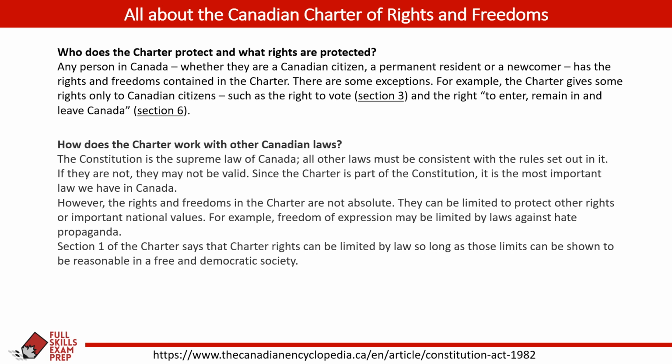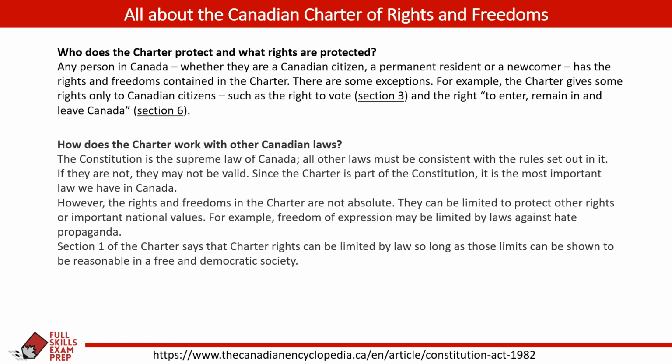Okay, so how does the Charter work with other Canadian laws? Well, the Charter is the supreme law of Canada, so it's part of the Constitution. Now, the Constitution is the supreme law of Canada. The Charter is part of the Constitution. So when provinces or organizations want to make laws, they have to abide, of course, by the Charter.